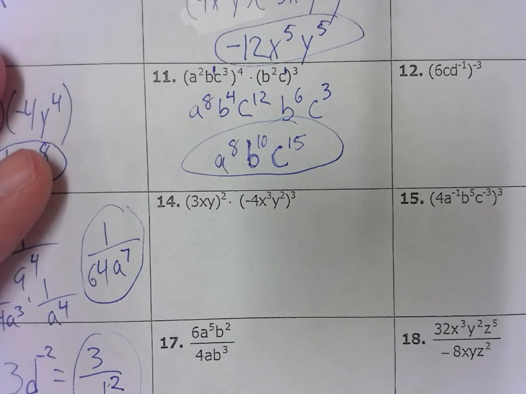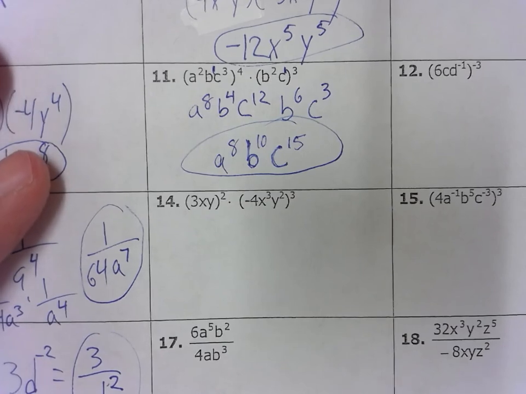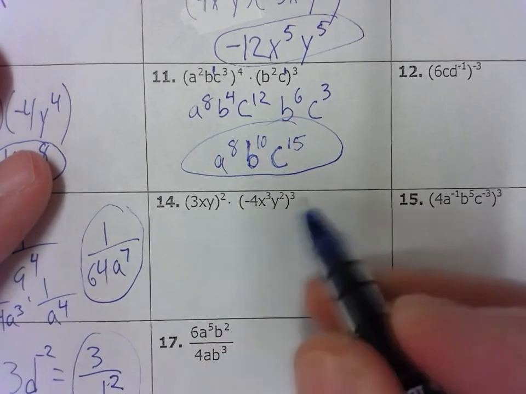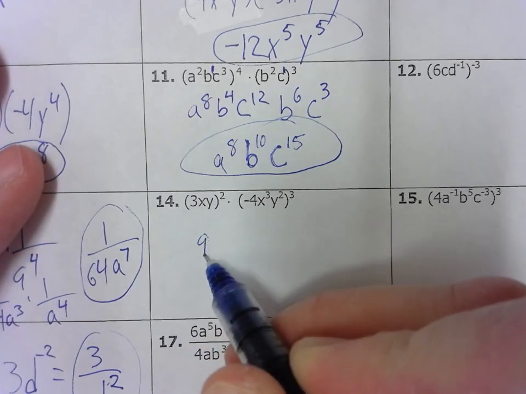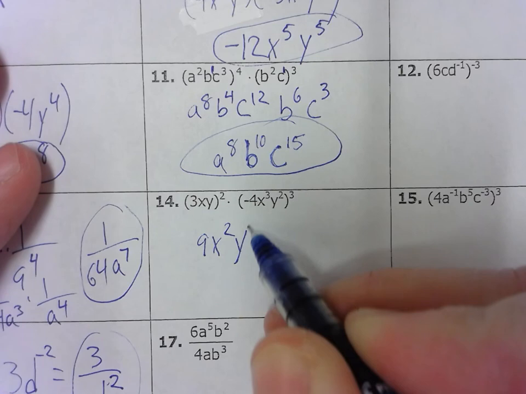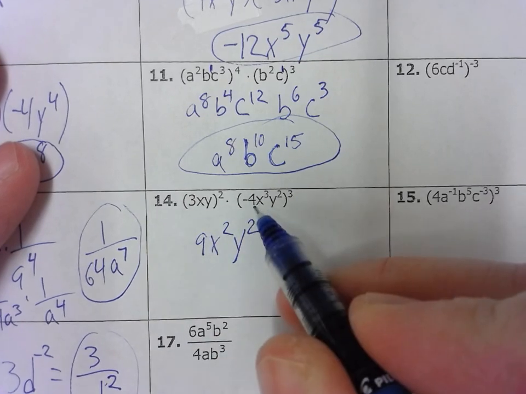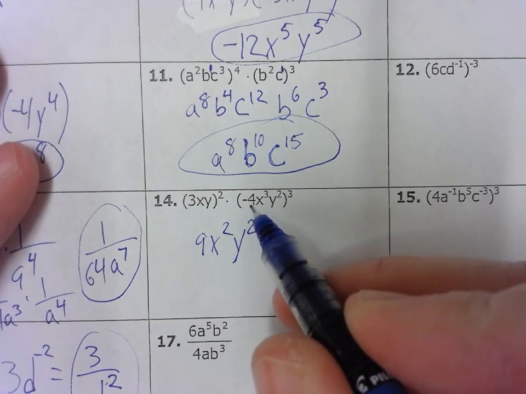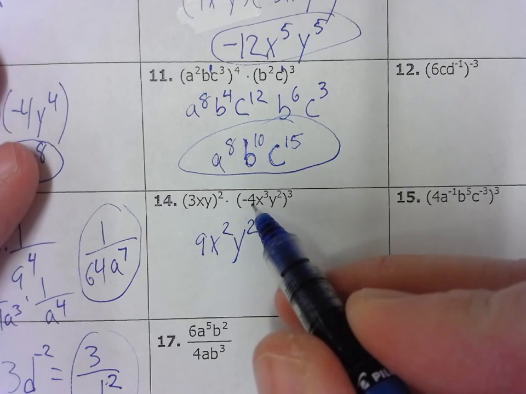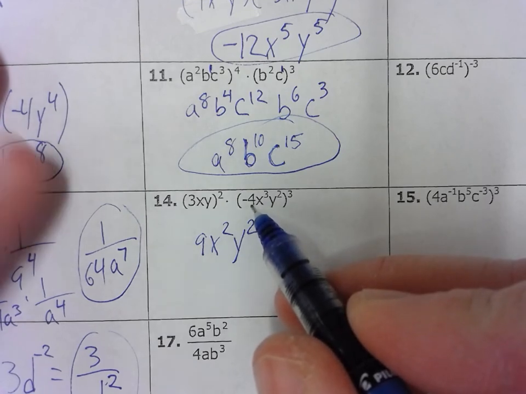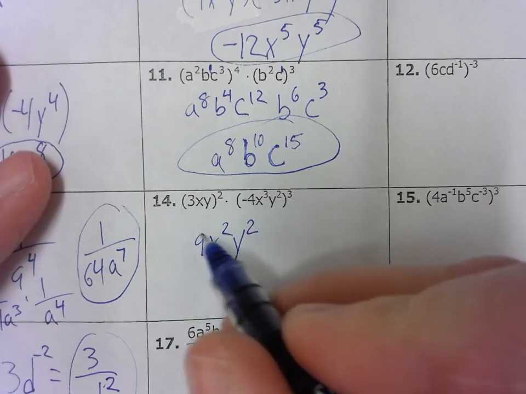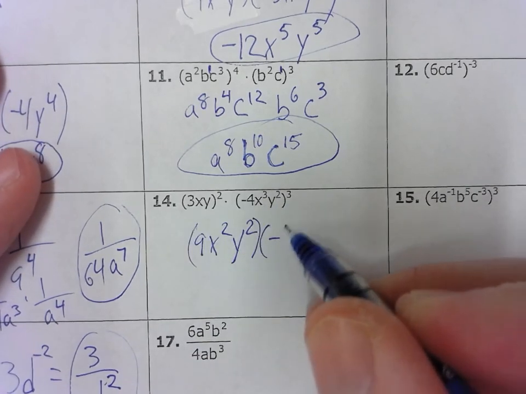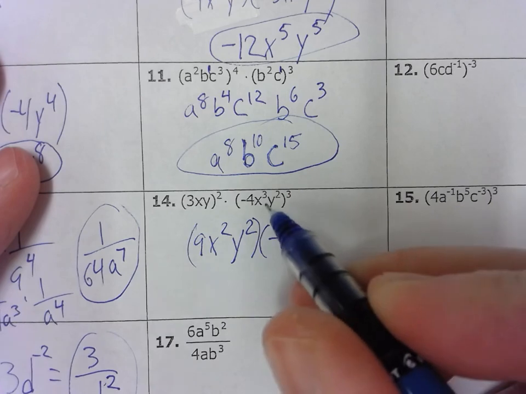Okay, this one's kind of like the last one. We're going to square things and cube things first before we multiply together. So I'm squaring the 2, 9, x squared, y squared. So everything got squared there. Now I'm cubing everything. Negative 4 times negative 4 times negative 4 is like 4 times 4 times 4, but you have the negative, so it is negative 64. Let me put some parentheses here. Negative 64. And then power to power, we multiply.